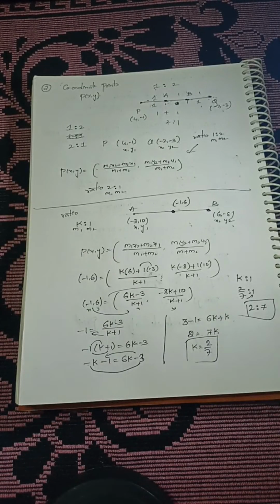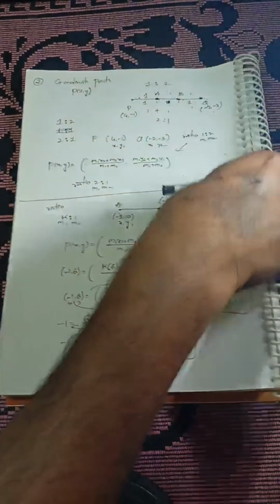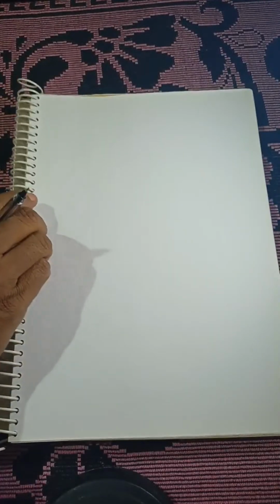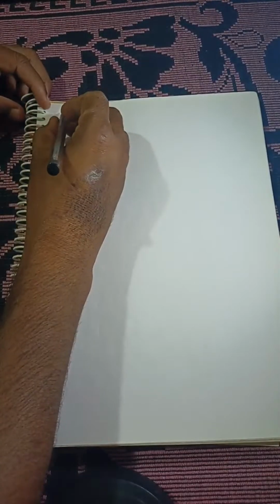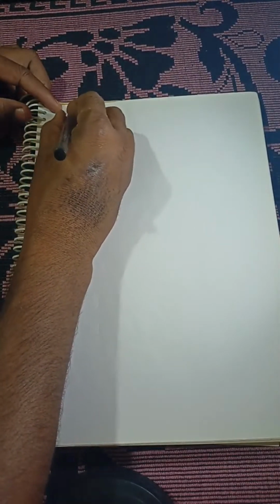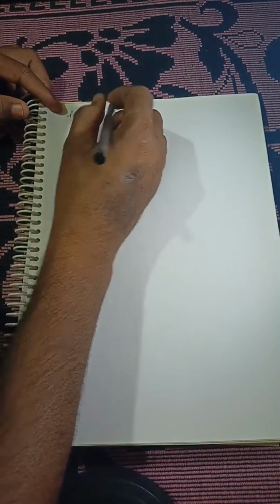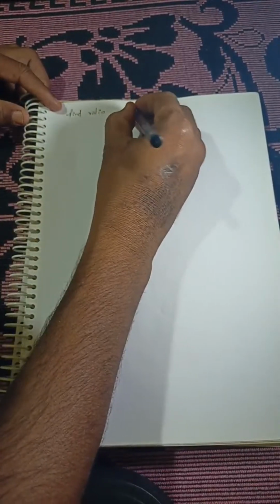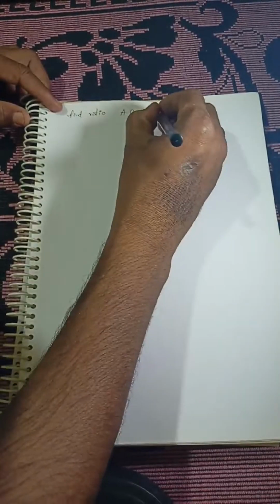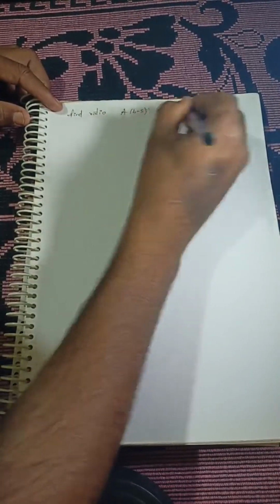Yes. Now see the next question. See, these are the same method, just interchanging of the values, which is very easy. Now see, we have to find the ratio of the line segment joining the point A (1, -5) and B (-4, 5).